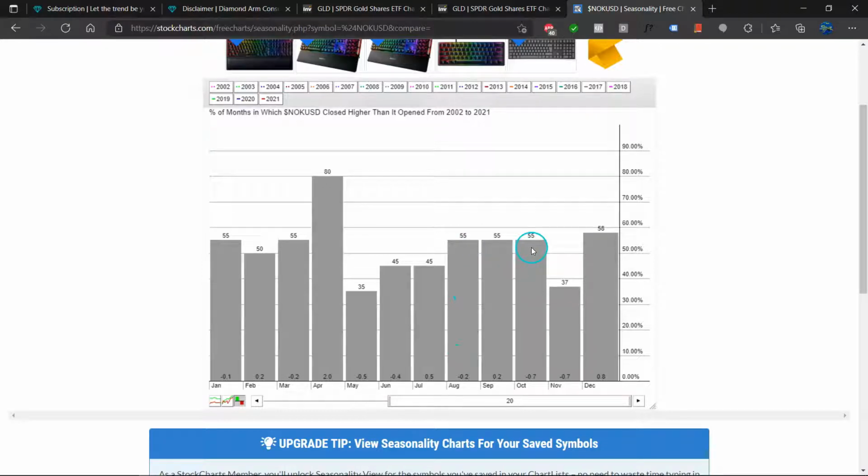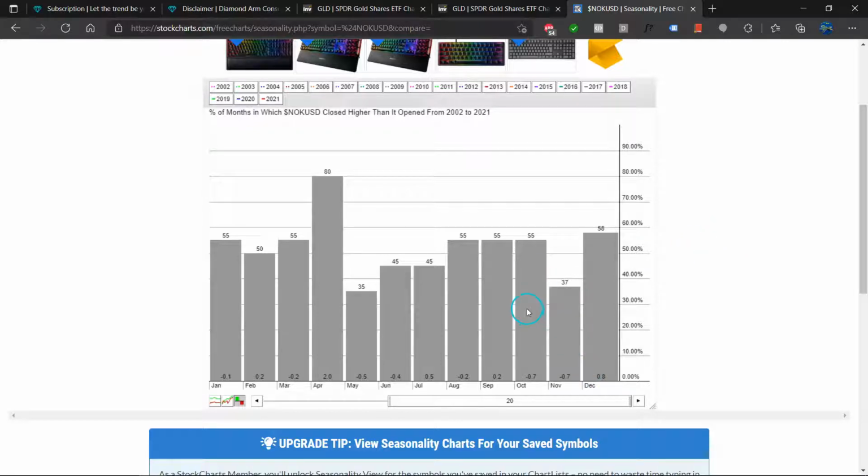So from October into November, you tend to see a weakening of the Norwegian kroner versus the US dollar. November is one of the weakest months for the Norwegian kroner, and even October, as you see here, tends on average to produce a loss, though December has a tendency to be a bit strong. But not wildly strong, only closes higher 58% of the time.